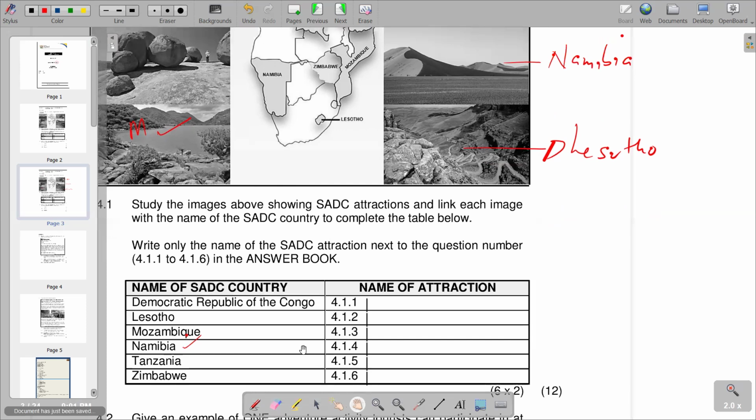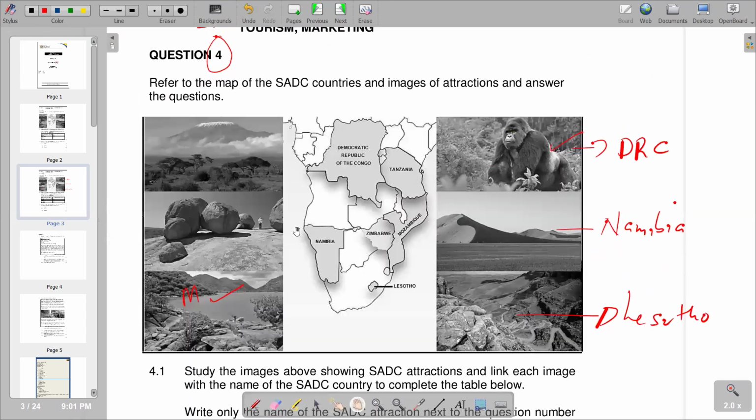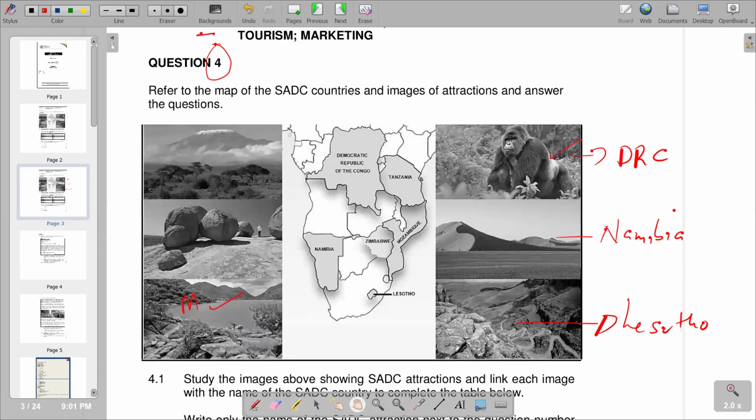Then we go to the next country, Tanzania. In Tanzania, obviously, we have got Mount Kilimanjaro. So we try to relate it to the picture that we have. Where do we have Mount Kilimanjaro? We have Mount Kilimanjaro here. This is a mountain that we can relate to. So this one is our mountain representing Mount Kilimanjaro.